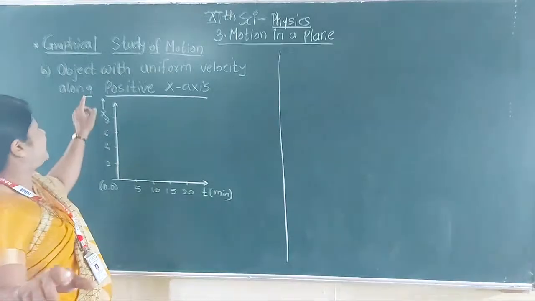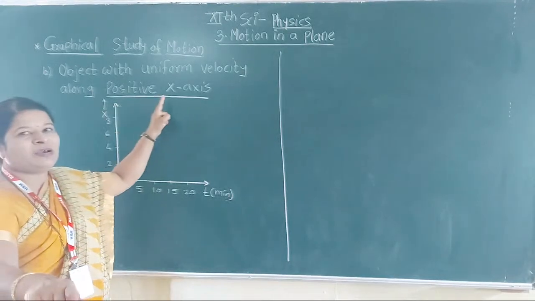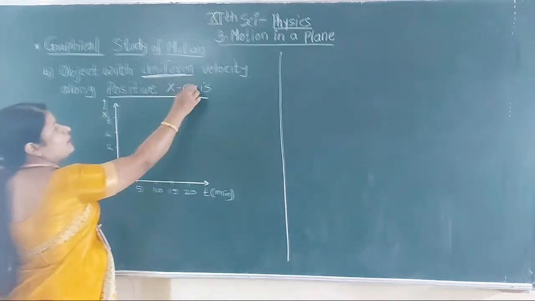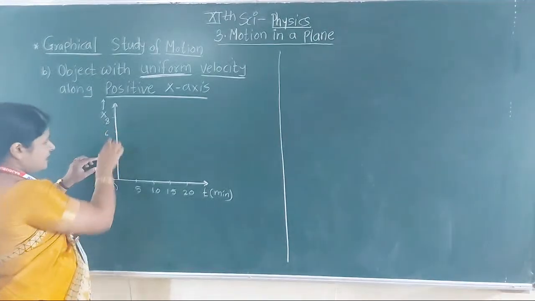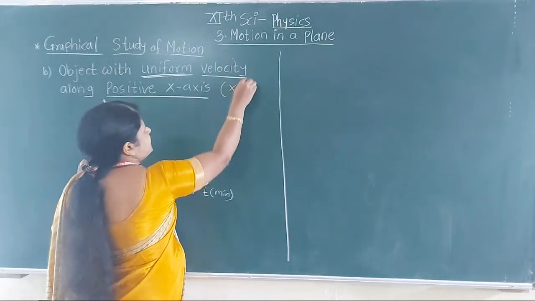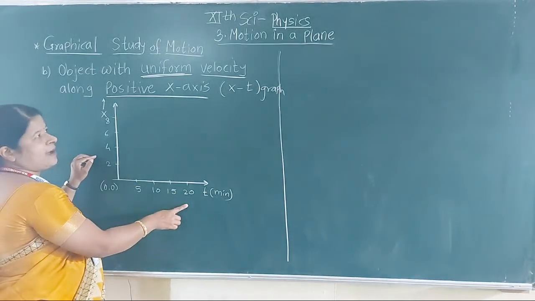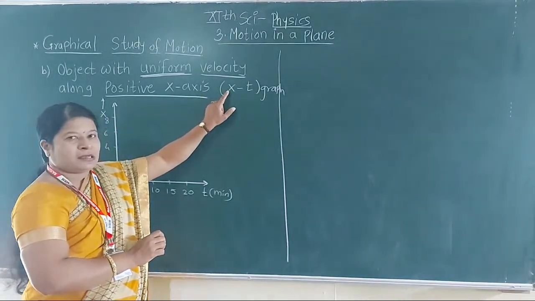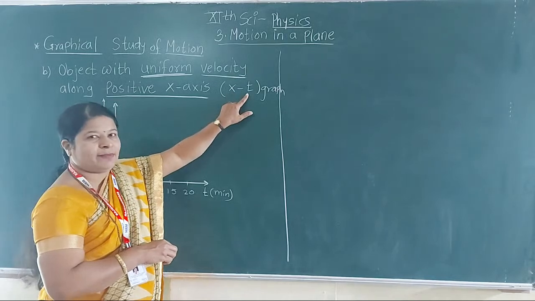Today, we start with an object with uniform velocity along the positive x axis. So, we are going to study uniform velocity along the positive x axis. This is the two coordinate system xt. We call this graph an xt graph. Here, pay attention students, x means displacement and t is for time.